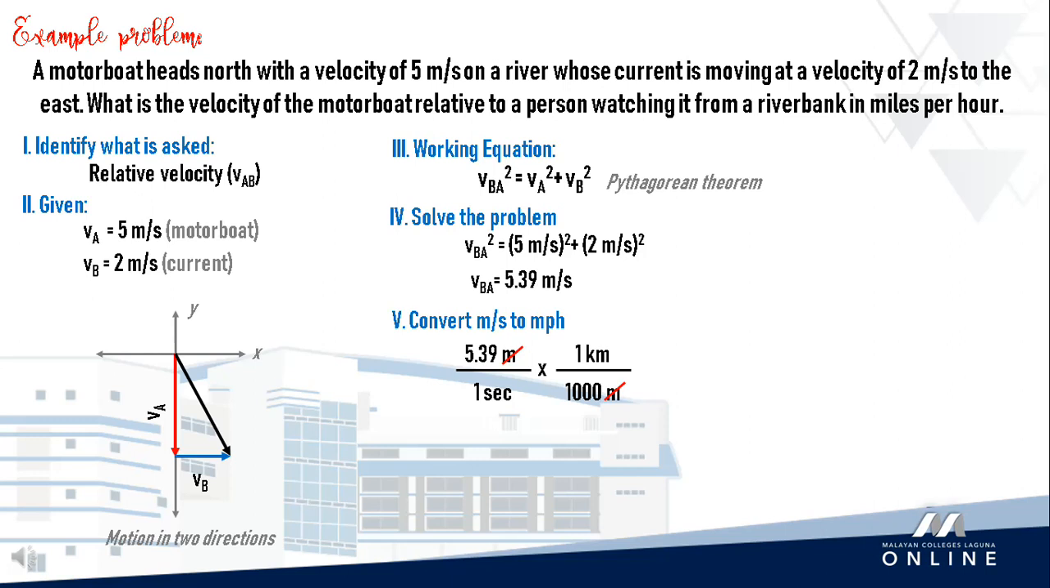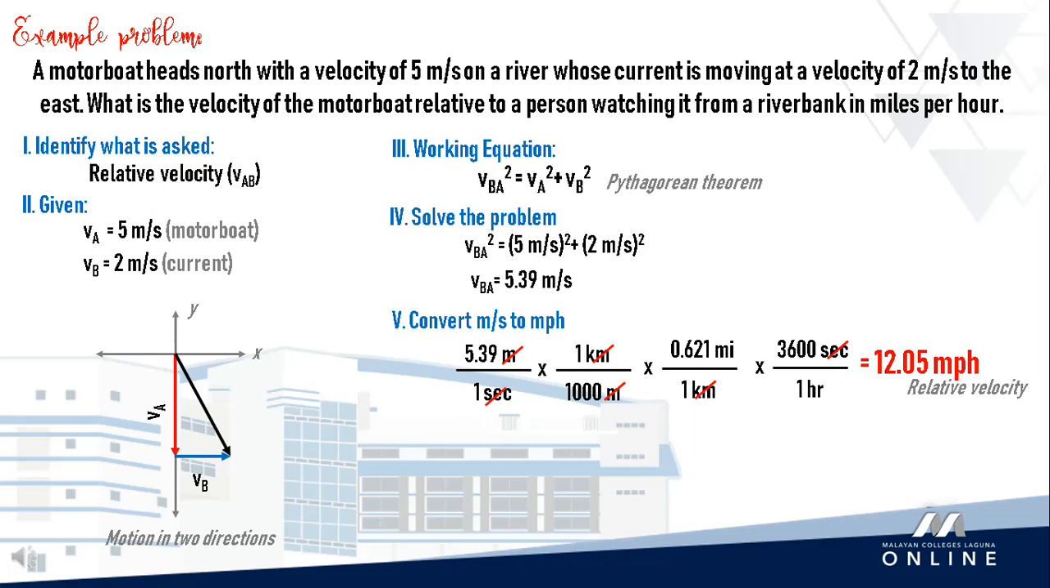Therefore, we will cancel meters. Then, we will add another conversion factor, 0.621 miles over 1 kilometer. Now that what will be left is the unit miles, we are interested in having seconds converted to hour by multiplying this by 3,600 seconds over hour. You will notice in our dimensional analysis that when we cancel all the units, miles in the numerator and hour in the denominator will be left, which is the unit we would like to have. Perform this operation in your scientific calculator. You may type this as it looks, and you will get 12.05 mph.